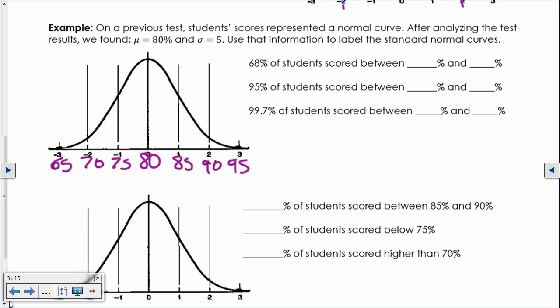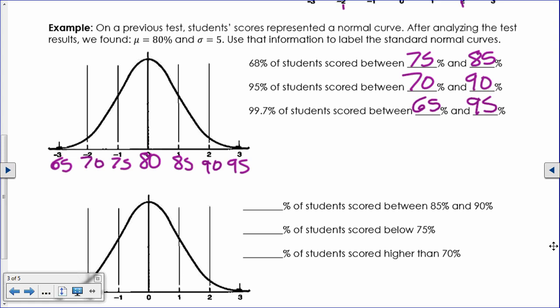So 68% of the students scored between what two scores? Well, 68% is between the 1 standard deviation marks. So between 75 and 85. Remember, your empirical rule tells you that 68% is between the -1 and the 1 standard deviations. What about 95%? The 70 and the 90. That's the second window. From the 2 standard deviation marks, in between those, that's the 95%. What about 99.7%? The 65 and the 95.